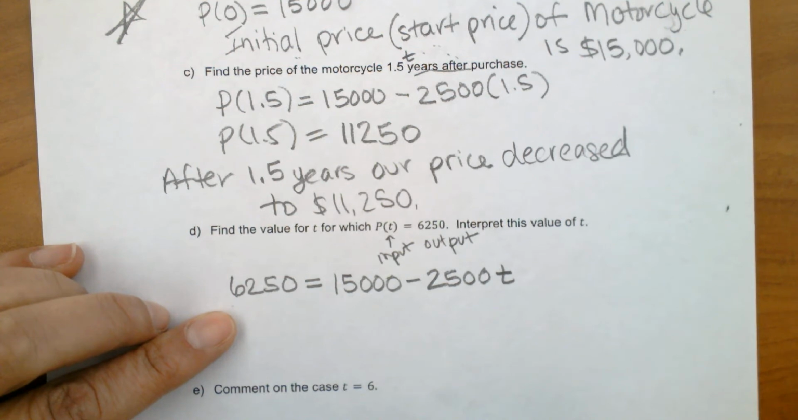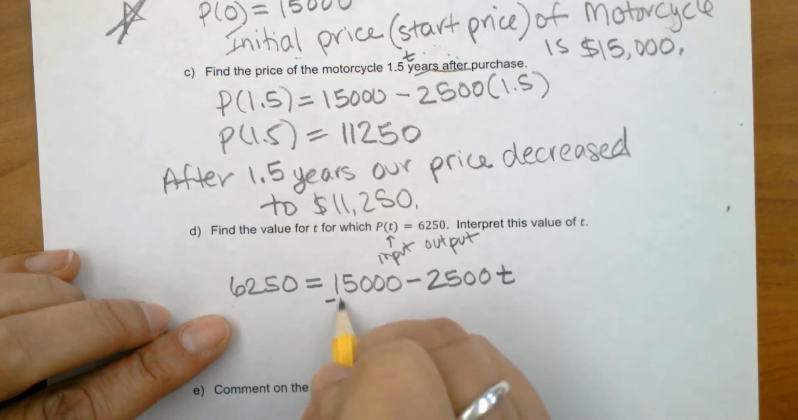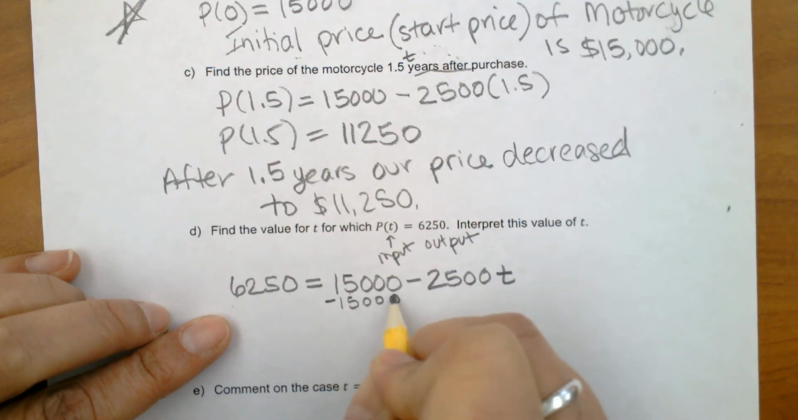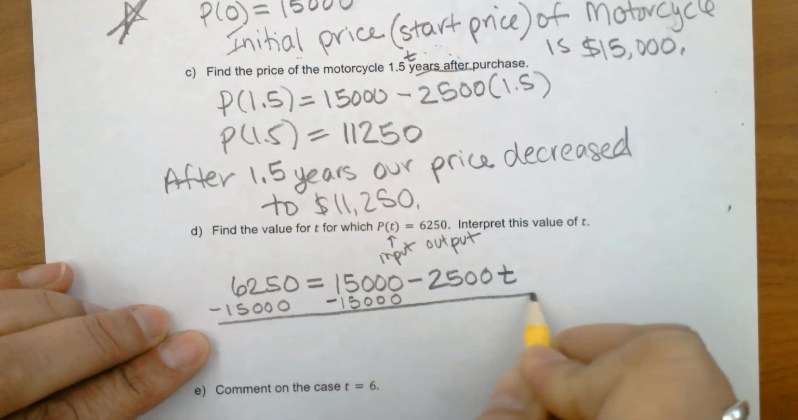This becomes a solving problem. So let's solve this. The first thing that I need to do is look at the 15,000 and I need to subtract it because it is a positive number. So I'm subtracting it from both sides.